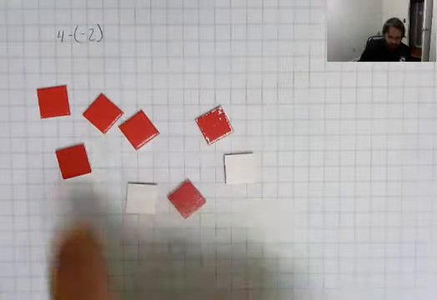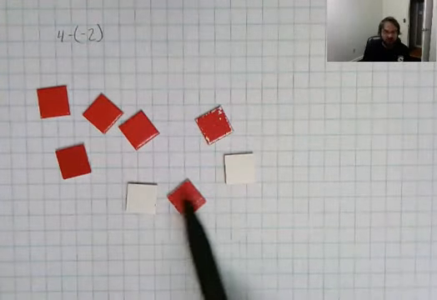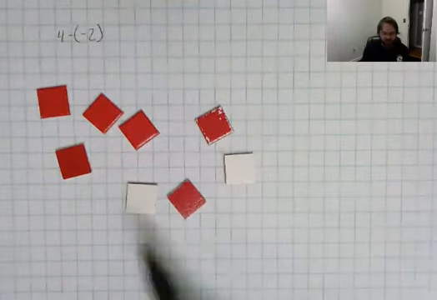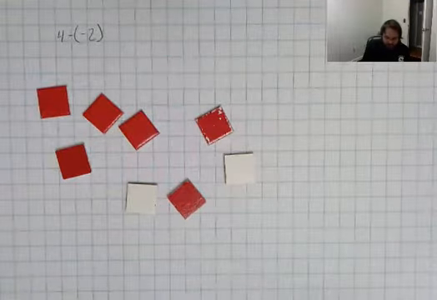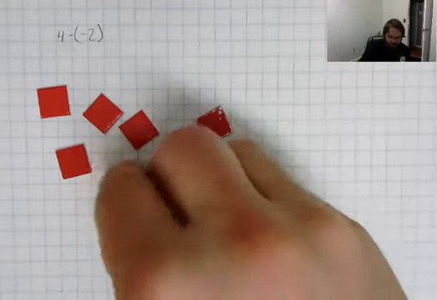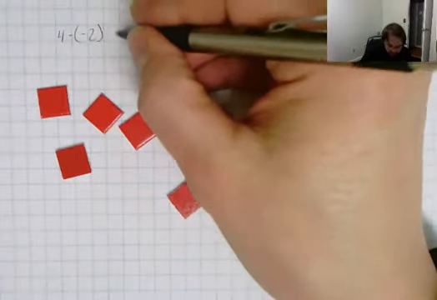We have 1, 2, 3, 4, and then we have this section here which cancels out, and this section here which cancels out, because a positive and negative will balance each other out. So now I look at this, I have 2 negatives to take away, which gives me 6. So this is equal to 6.